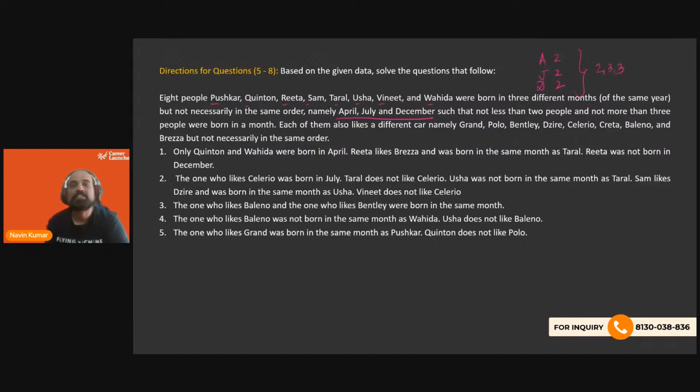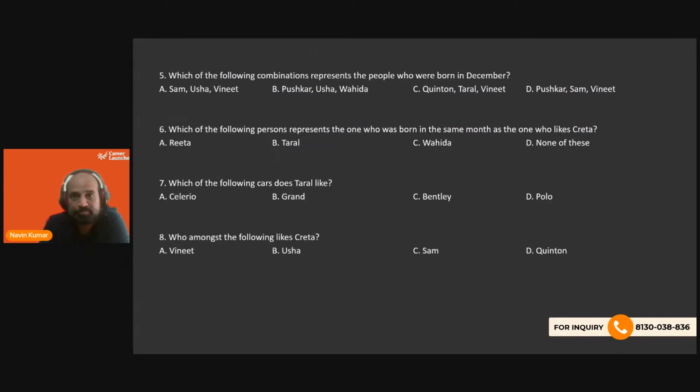Each of them also likes a different car, namely Grand Polo, Bentley, Desire, Celerio, and so on and so forth. So the number of parameters here we have are 3. The one is the month in which they were born. The second is the name of the people, and the third is the type of car or the car name that they like. Right? Then we have additional statements. Only Q and W were born in April, and so on and so forth. Right? Let's look at these statements, questions.